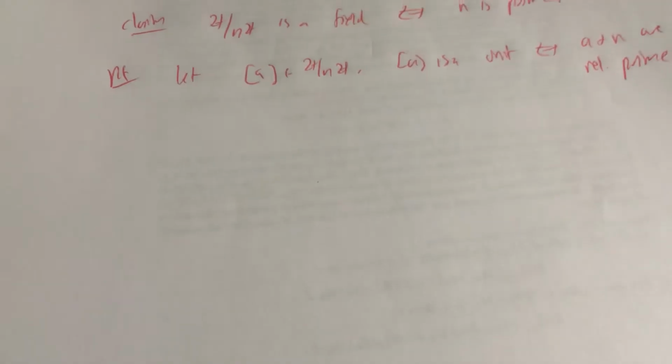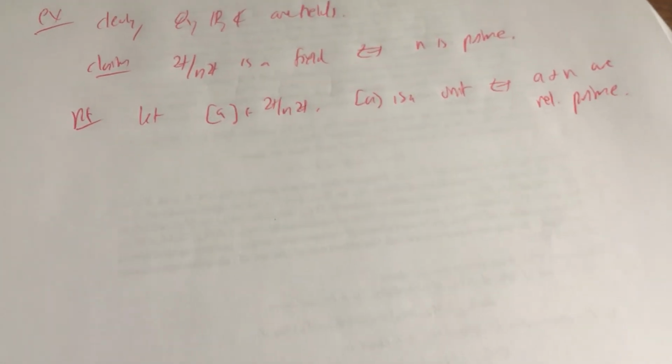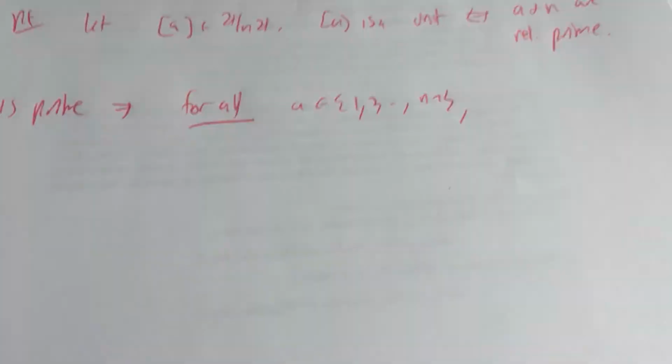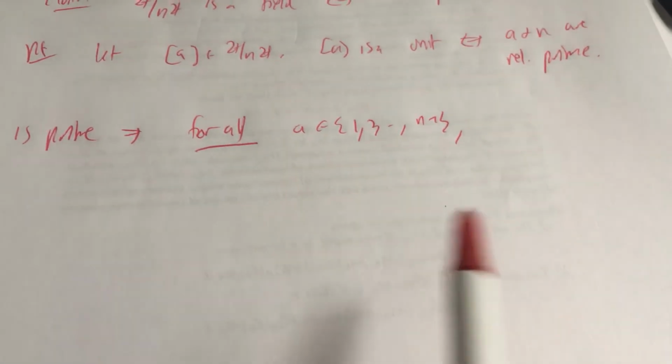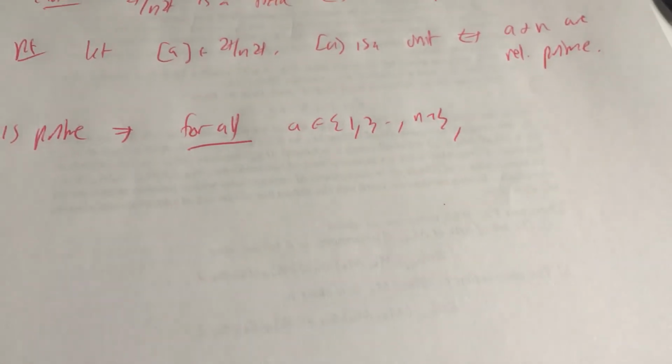So if p is prime, now let's prove the actual thing. So in Z mod n, n is prime implies that for all A in 1, 2, up to n minus 1, the different classes in Z mod n, those are representatives for the classes in Z mod n, we have that A and n are relatively prime.